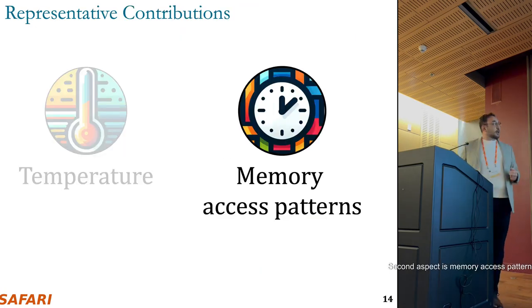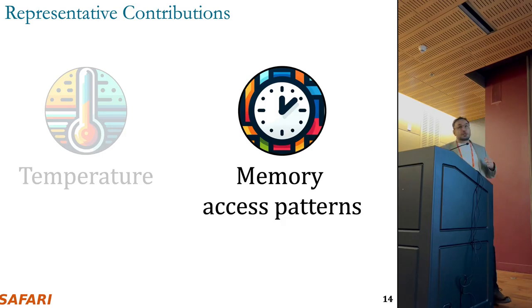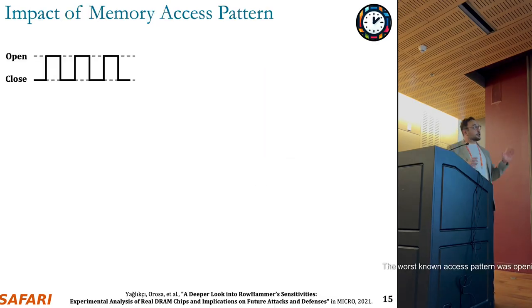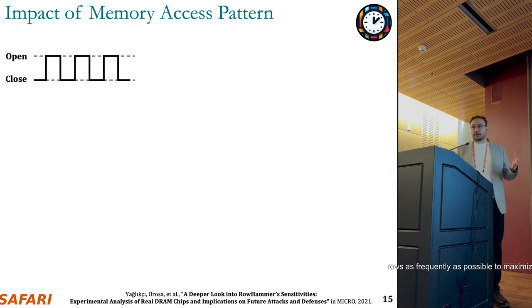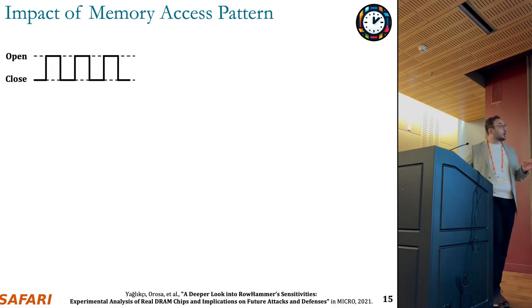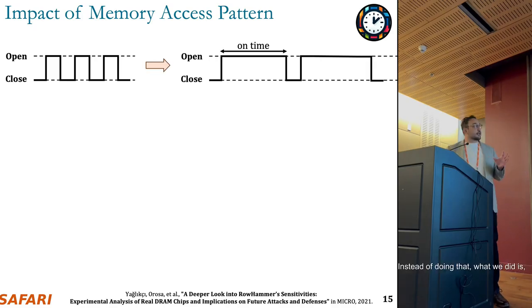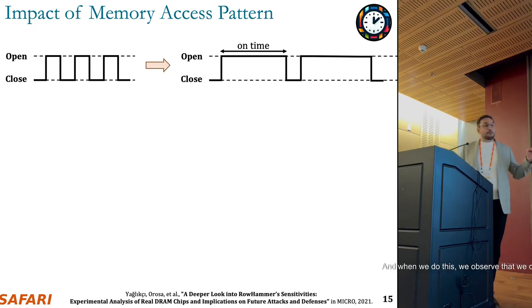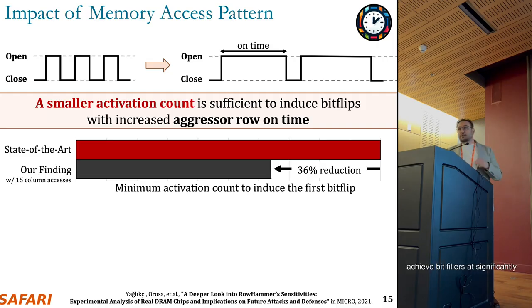Second aspect is memory access patterns that I want to talk about. So before our study, the worst known access pattern was opening and closing DRAM rows, or activating DRAM rows, as frequently as possible to maximize the activation count in a limited time window. Instead of doing that, what we did is, whenever we open a row, we kept it open for a longer time. And there is some reasoning at the circuit level, but I'm not going to get into that. And when we do this, we observe that we can achieve bit flips at significantly smaller hammer counts.